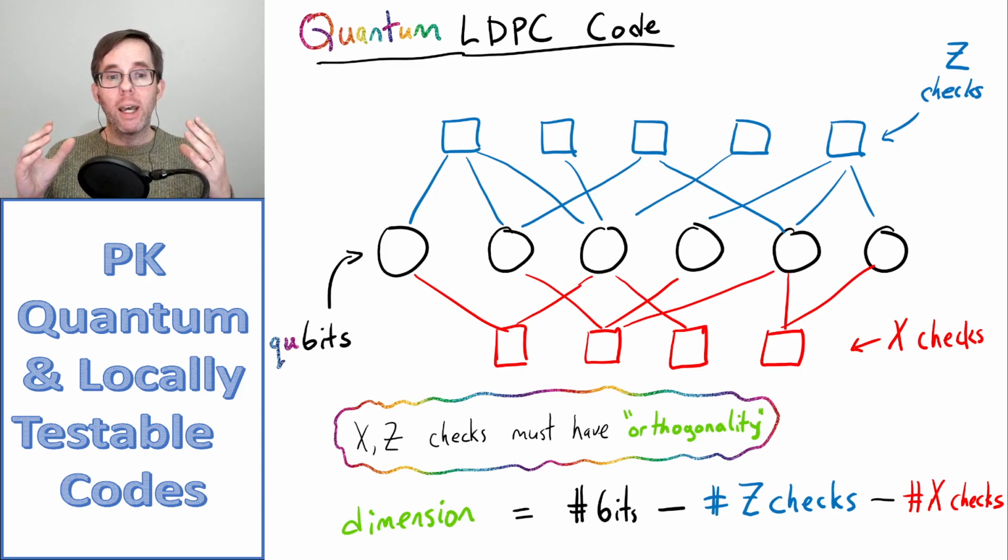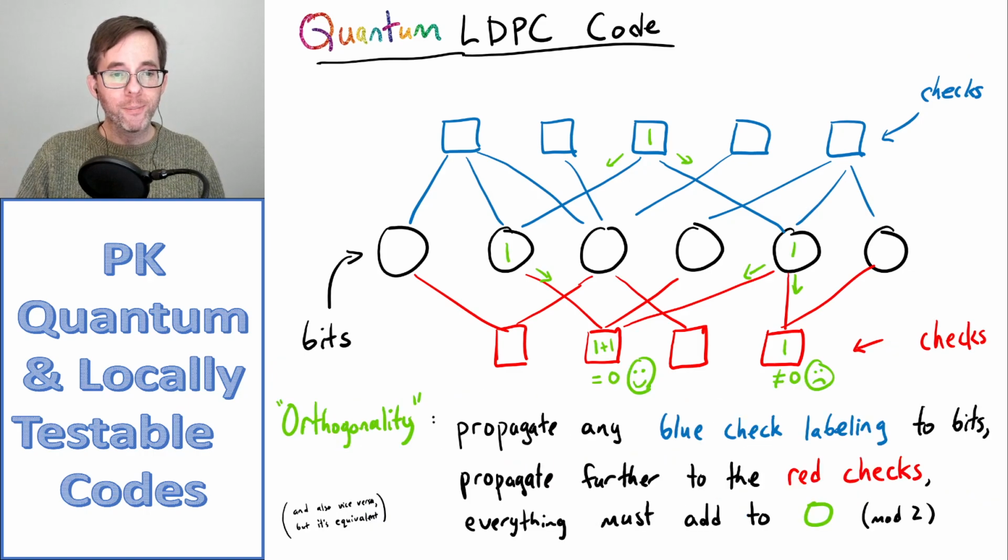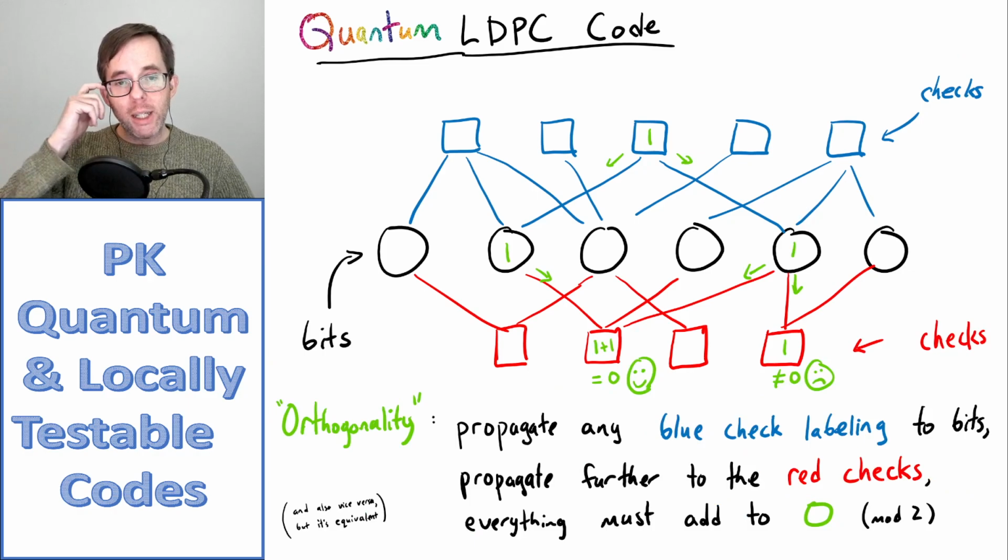And in order for them to be a kosher LDPC quantum code, you can't just have any two classical codes. They have to satisfy some kind of orthogonality condition. And I'll mention what that orthogonality condition is on the next slide. But assuming they satisfy it, then you get a quantum LDPC code. And the dimension of the code is, as before, the number of bits minus the total number of checks. So minus the number of Z checks and also minus the number of X checks. Okay, so we again want the dimension to be a linear fraction of n. So what is this orthogonality property? The orthogonality property, one way to say it is the following.